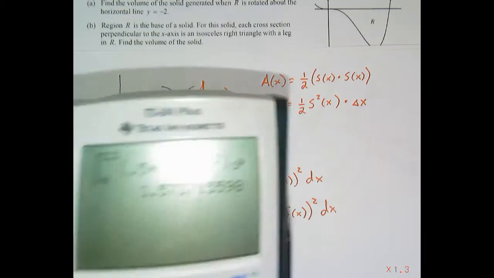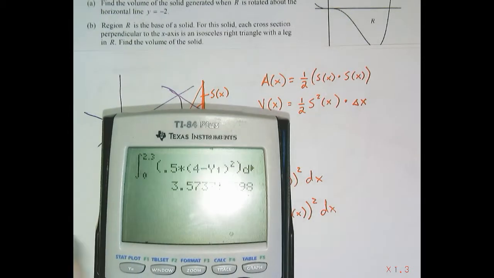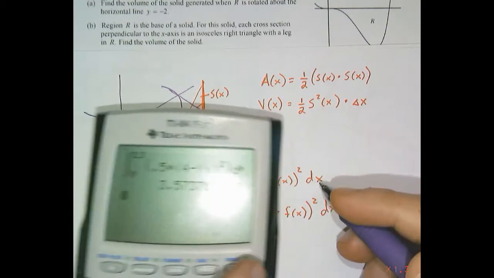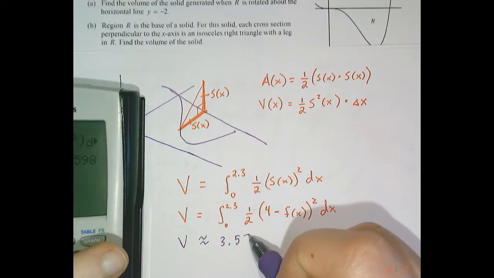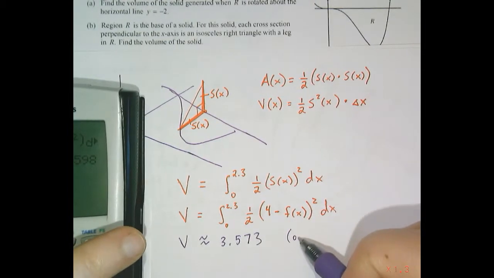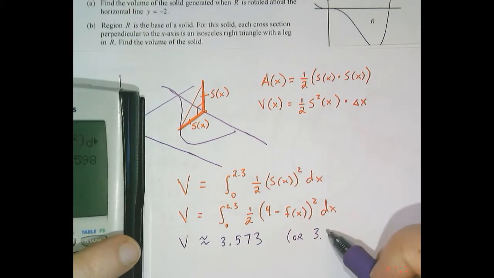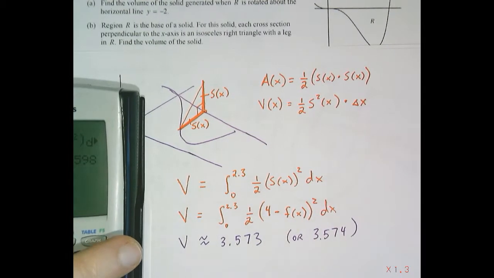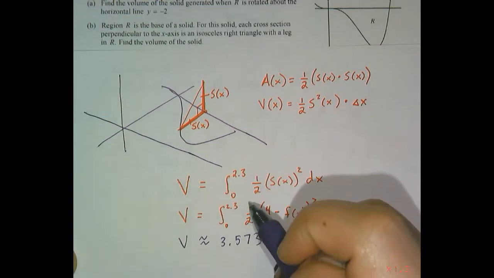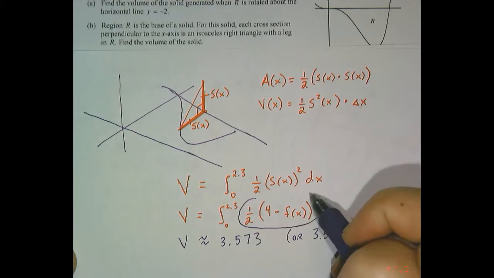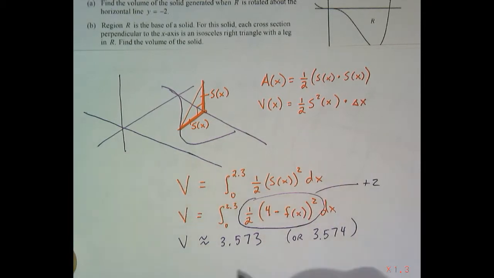And we get an area of 3.573, sorry, volume of 3.573. So volume is approximately 3.573, or if we're going to round, 3.574. The point breakdown for this is you get 2 points if your integrand is correct, so 2 points for the integrand, and then 1 point for the answer. So that's part B.